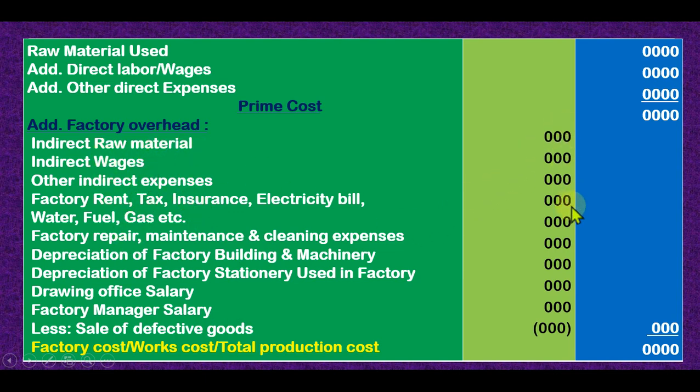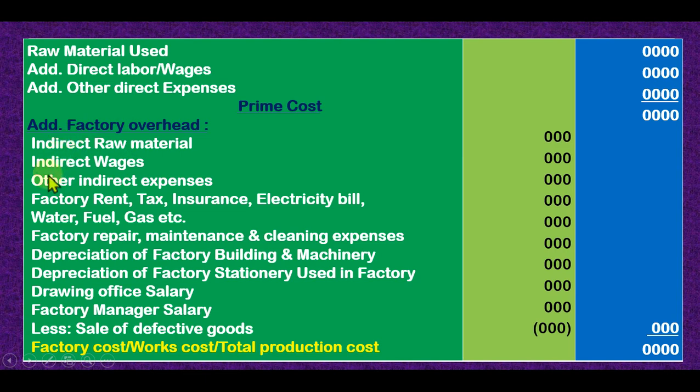That means we have to add all these items. From that we have to subtract if there is any defective goods at the time of preparing it. If there is any defective goods, if you get some money from that, that we have to subtract. Then this is factory overhead. This is factory overhead, dear students. So in the exam it may come, find the amount of factory overhead.